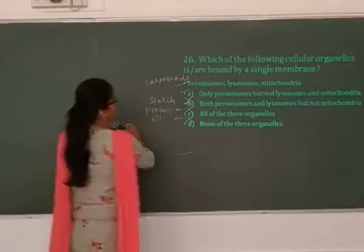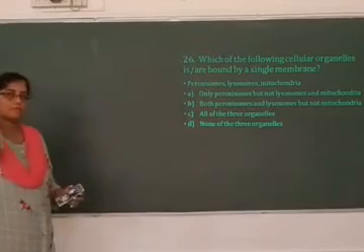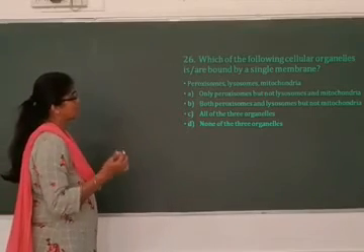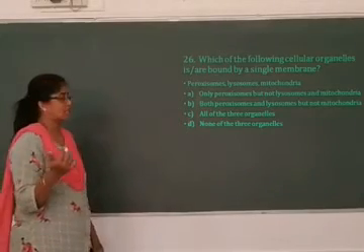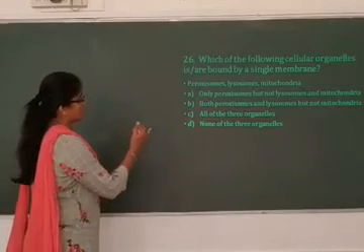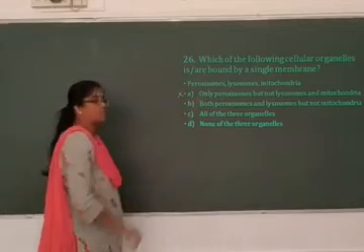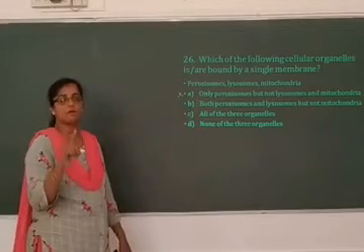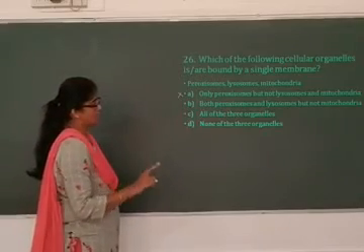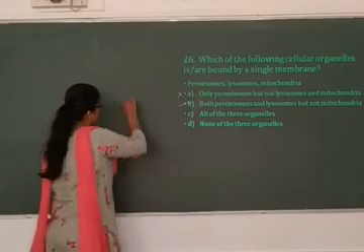Which of the following cellular organelles is bound by a single membrane? First one, they have given peroxisome, lysosome, mitochondria. Three are given, which is bound by a single membrane. Only peroxisome but not lysosome and mitochondria. This is the wrong answer because lysosome, we already studied, is bound by a single membrane. Both peroxisome and lysosome but not the mitochondria is the right answer.